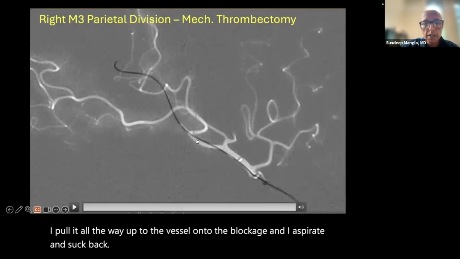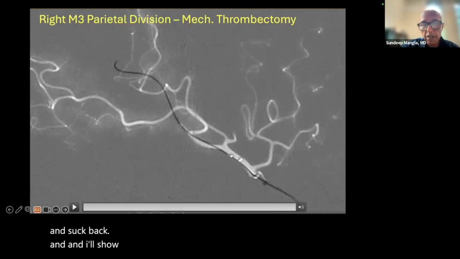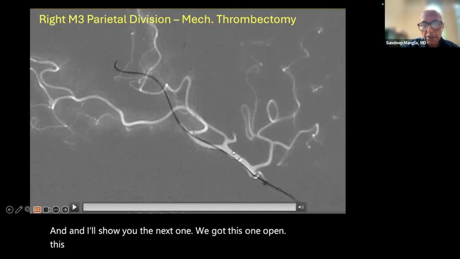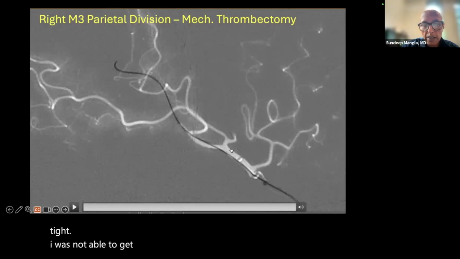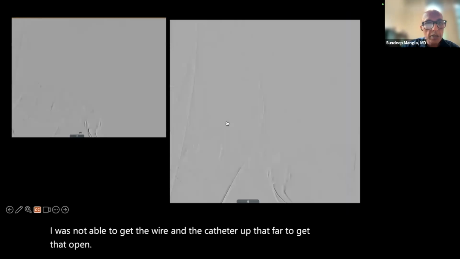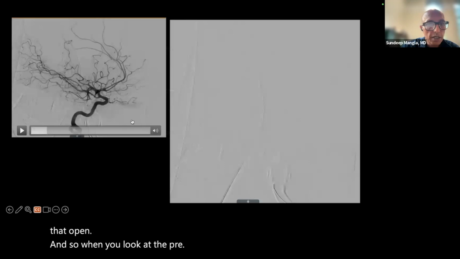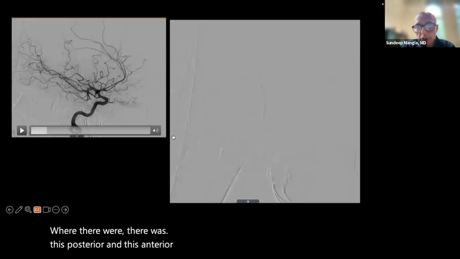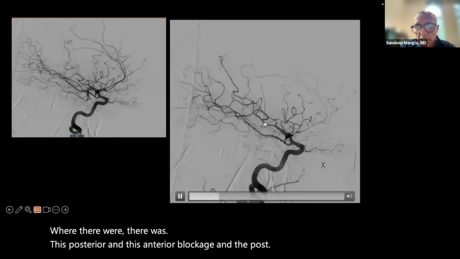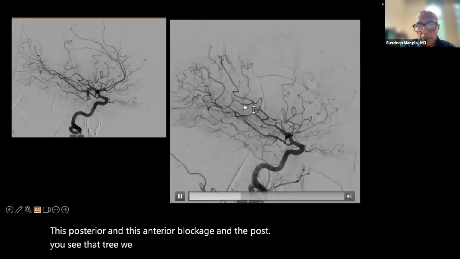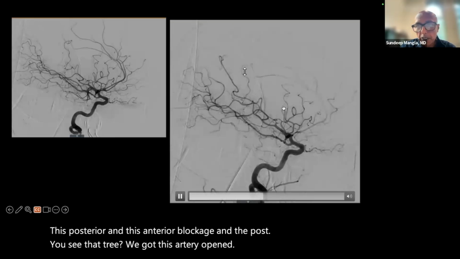And I'll show you the next one. We got this one open. This one I also tried to go after, but you can see the curves are very tight. I was not able to get the wire and the catheter up that far to get that open. And so when you look at the pre, where there was this posterior and this anterior blockage, and the post, you see that pre, we got this artery opened. And this one, unfortunately, I couldn't open.